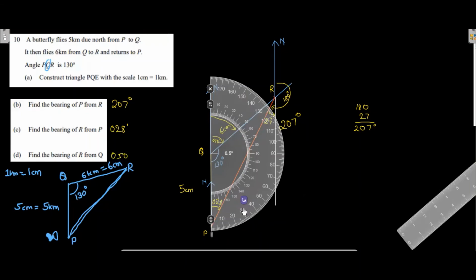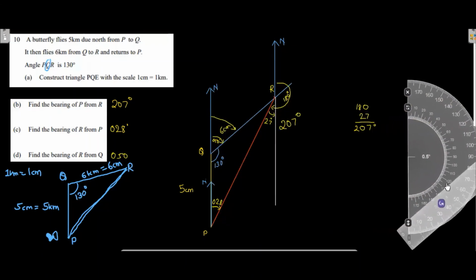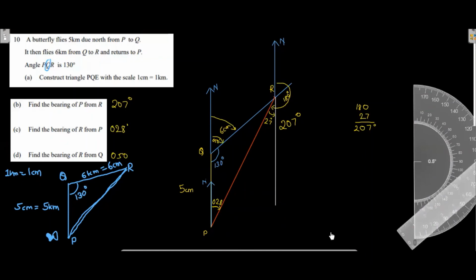Make sure for bearing, the answer must be 3 digits. Even if the angle is just 2 degree, you should write it as 002. Don't write it in 2 digits or 1 digit. Always the answer must be in 3 digits for bearing. I hope you have understood this. Read the question carefully. Try to draw the rough diagram first, then construct the diagram, and with a calm mind, find the bearing.